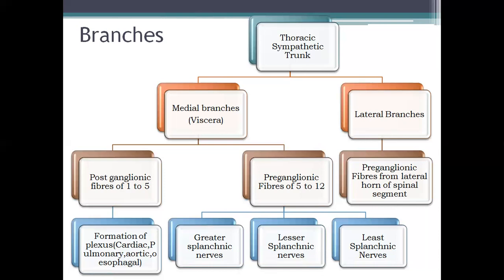What does the least splanchnic nerve, or lower splanchnic nerve, do? It's also called the renal nerve. As its name indicates, this supplies the renal organ, the kidney. This may sometimes be present or absent, since the greater and lesser contribute the major part. This least splanchnic nerve is not present at all times. Where does it terminate? It terminates at the renal plexus.